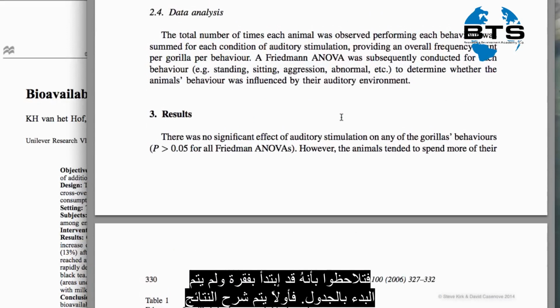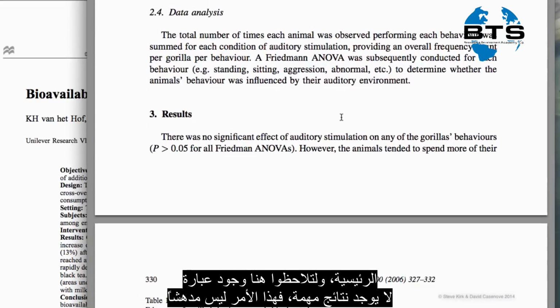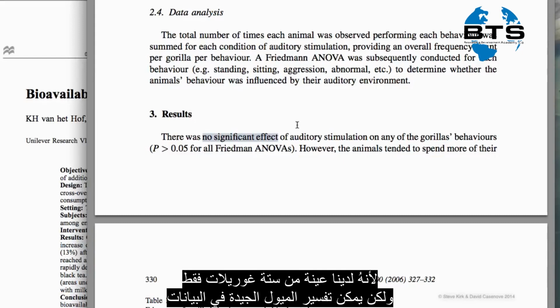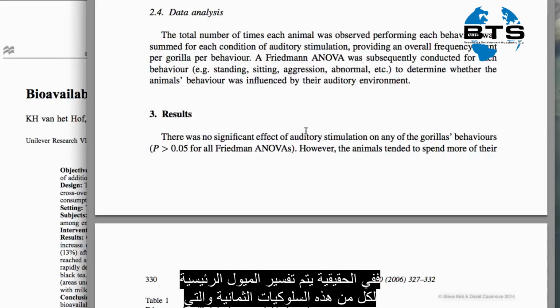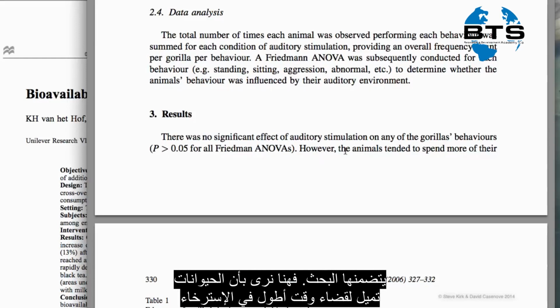Notice that they start with the paragraph, not with the table. First, they explain the main result. Notice that there are no significant results. This is not really surprising since there's only 6 gorillas. But they can still explain the interesting trends in the data. In fact, they explain the main trends of all 8 behaviors that are included in the study.